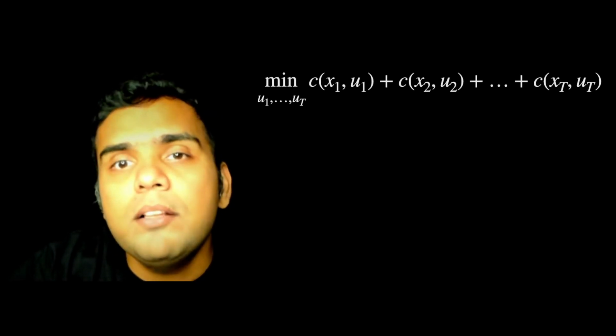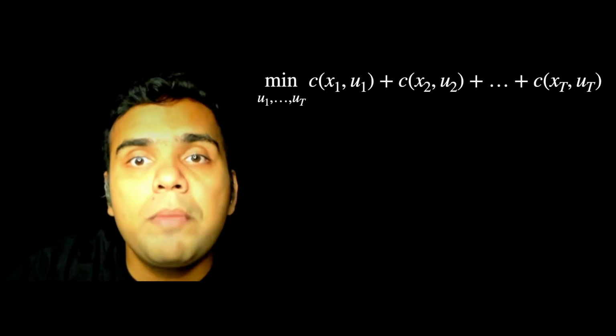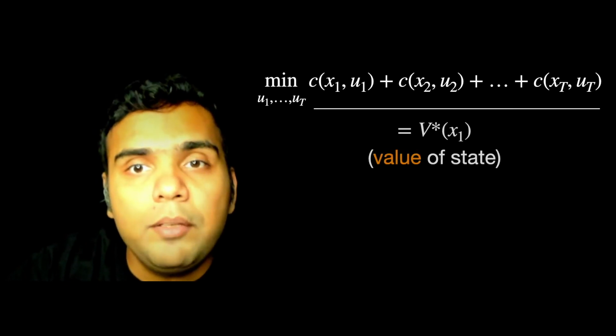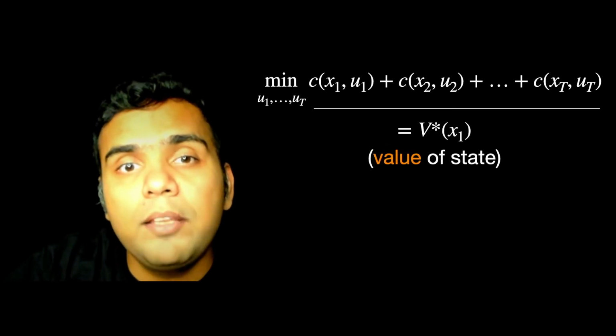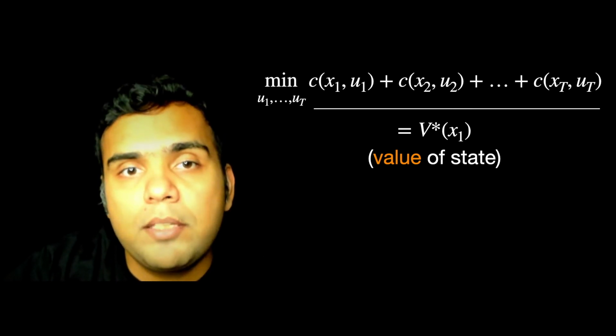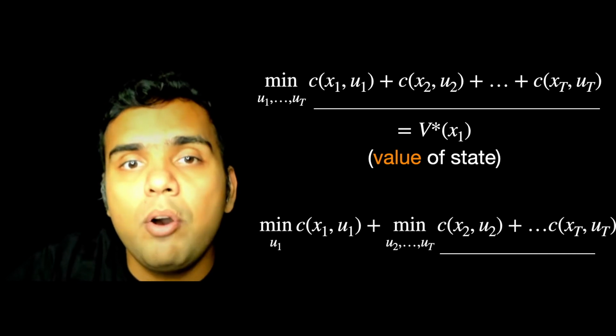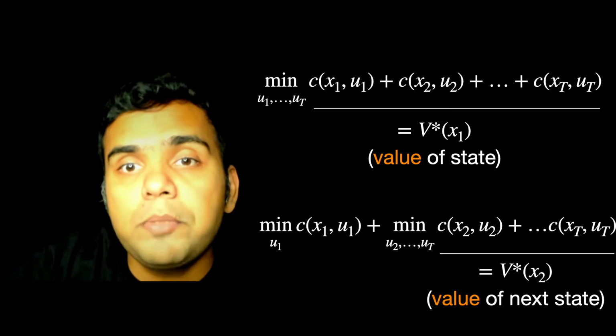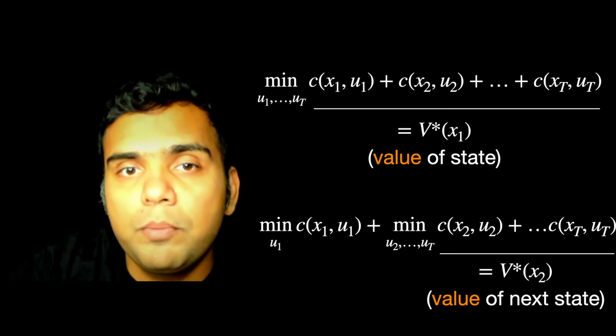This may look dire, but fear not. MDPs have a beautiful recursive structure that Richard Bellman discovered way back in 1957. Take a look at the original optimization where we are minimizing the sum of costs at each time step. The optimal value of this term is called the value of the state. Now notice that we can split this optimization and pull out the min over u1. So we get c(x1, u1) plus the optimal value of the next state V(x2).